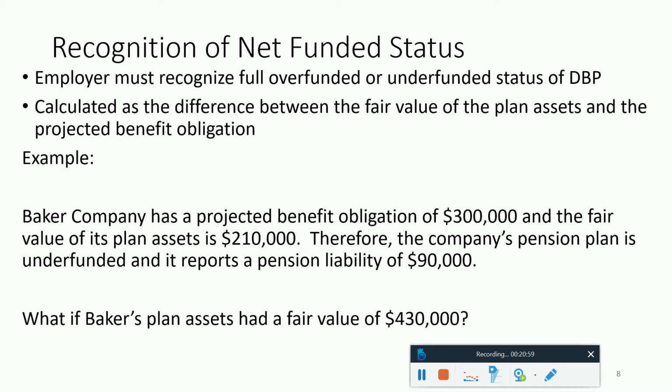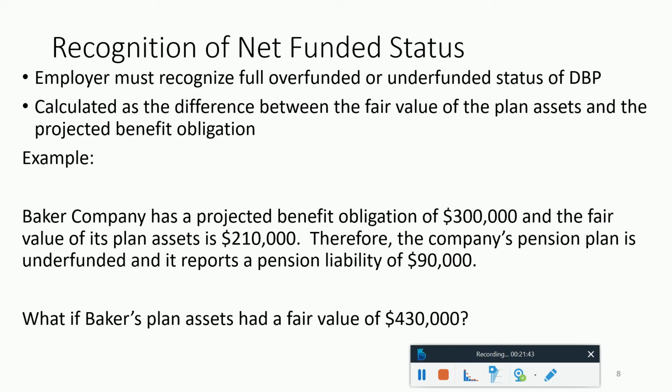So if we look at an example, Baker Company has a projected benefit obligation of $300,000, and the fair value of its plan assets is $210,000. Therefore, the company's pension plan is underfunded because we owe out $300,000, but we only have assets that can be converted into cash worth $210,000. So therefore, it's underfunded, and what you're going to see on the financial statements for Baker Company is a pension liability of $90,000.